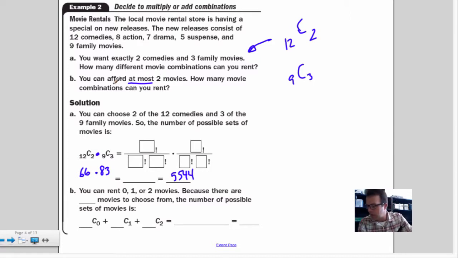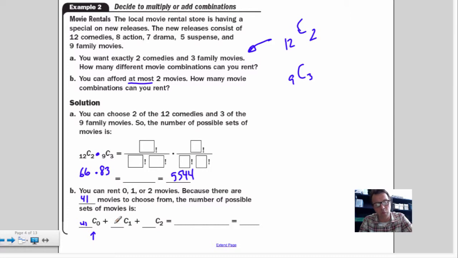So what happens here is, you have to tally up, and so you add up all the possible movies, right? Because there are 41 movies to choose from, if you can afford at most 2 movies, you could choose to go in the movie theater or movie store and choose none, right? So that's this first one. That's kind of weird, but that is a choice. I could pick no movie.